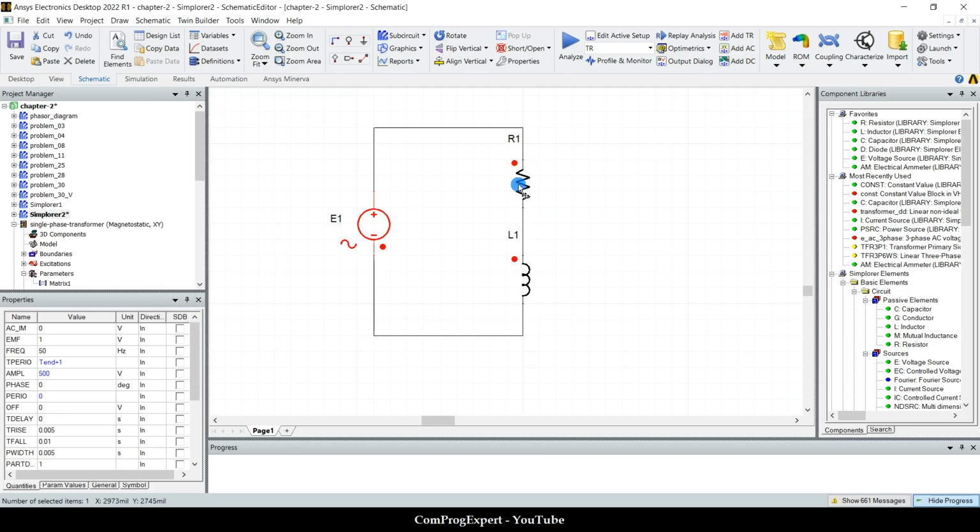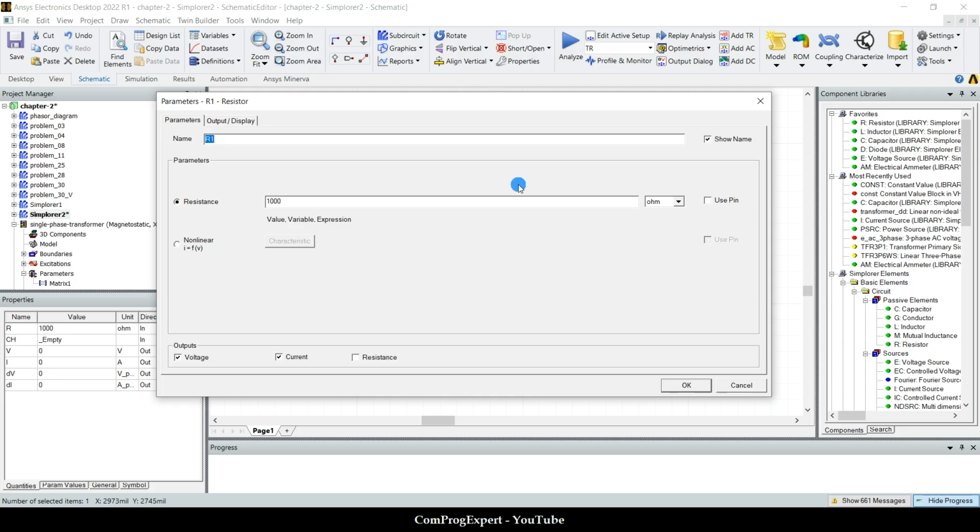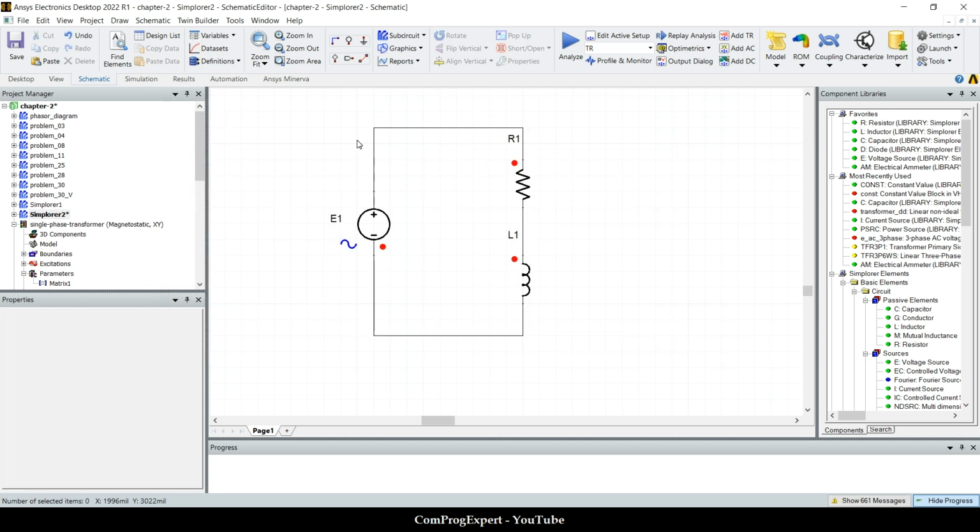And here, the value of the resistance. We should calculate the exact value of the coil resistance, but it's not important. I want to consider this number because we are going to do a qualitative analysis, not quantitative. So just to check the waveforms.